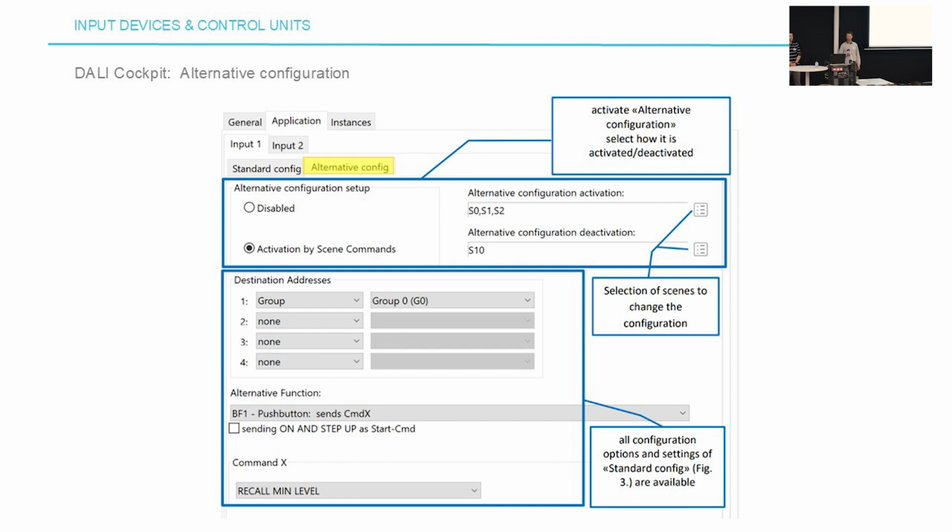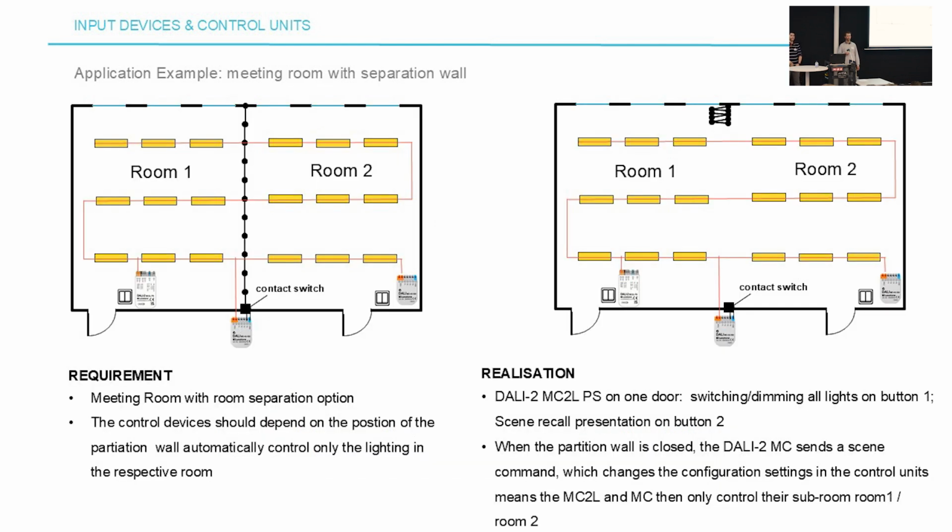One example is the meeting room. In a meeting room, maybe you have a push button at the end of the room and a wall that divides the room in two. When the wall is closed, each button controls one of the two room sections. After the wall is separated, with the alternative config, you can control all the lights together.